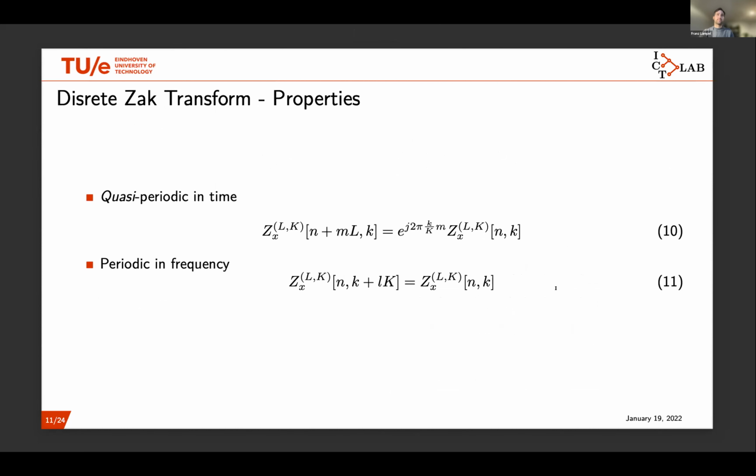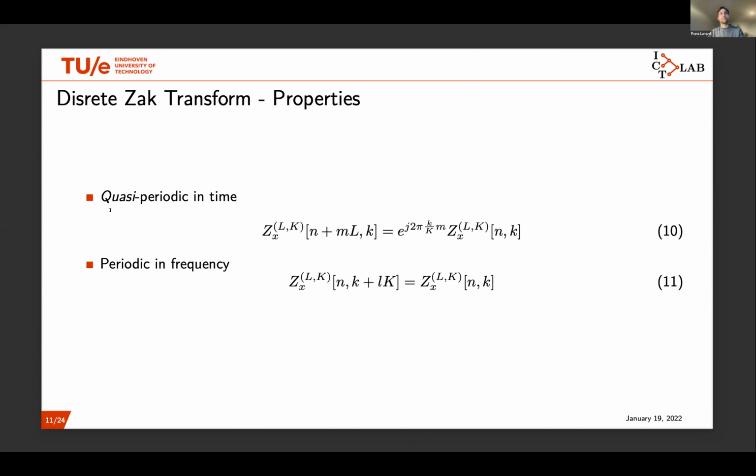So the Zak transform has some interesting properties. Since we're talking here about discrete signals, finite length discrete sequences, like what we do in standard DFT processing, we can also consider them to be periodic with period N. So when we consider the sequence to be periodic with period N, we can also introduce some properties in the Zak domain.